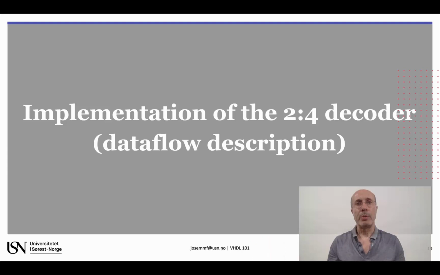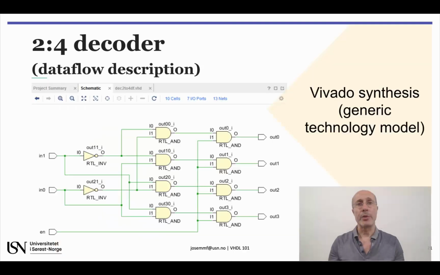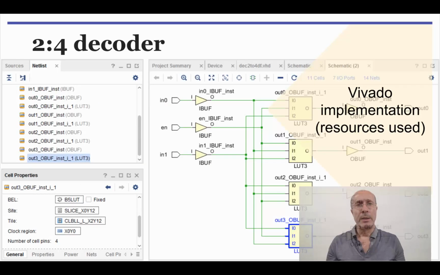To conclude this presentation, we will see how these FPGA resources can be used to implement the 2-to-4 decoder. For this purpose, we will consider the data flow representation of the decoder. You may also recall that Vivado Synthesis converts this data flow model into the generic technology representation shown here and estimates that a total of 10 cells, 7 I/O ports, and 13 nets will be needed to implement the decoder function.